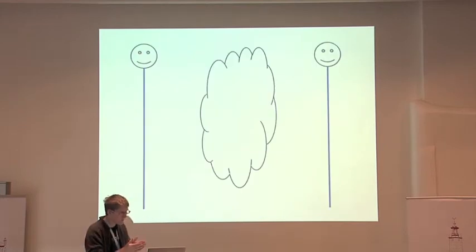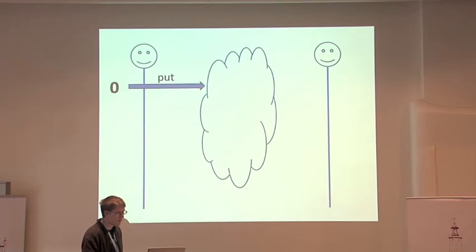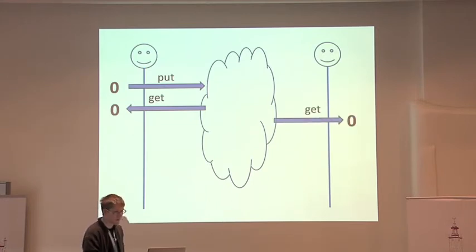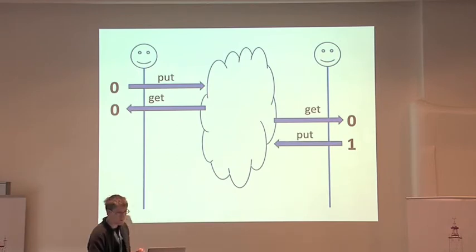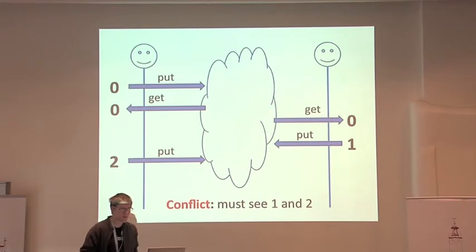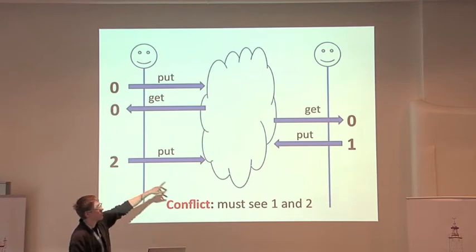So here's an example. We do a put of 0. We do a get. That should get 0. Another get. And a put, so this replaces now the 0. And then we do a put. And in this case, we expect to see 1 and 2.